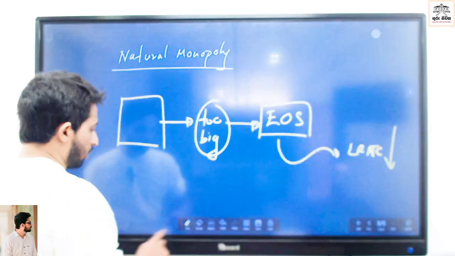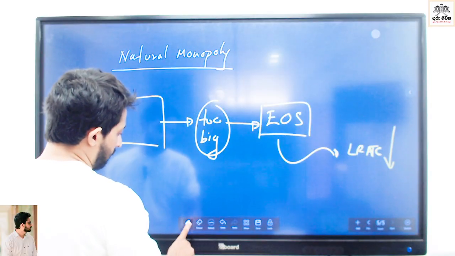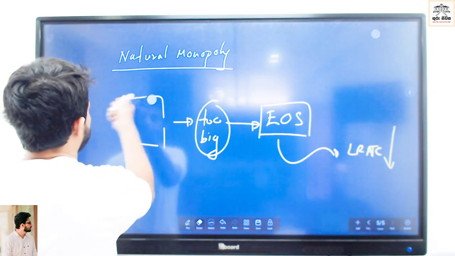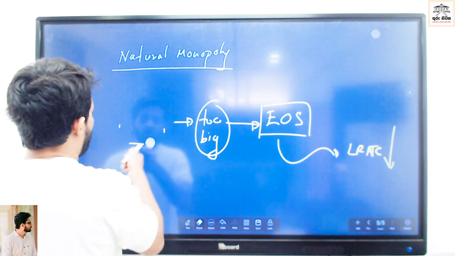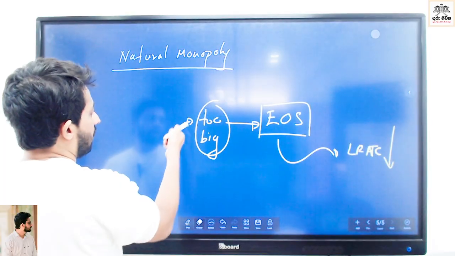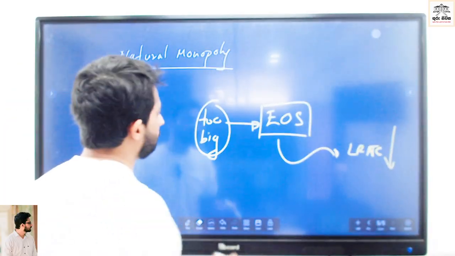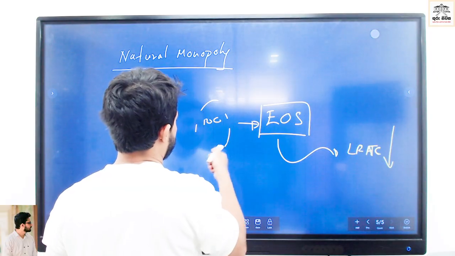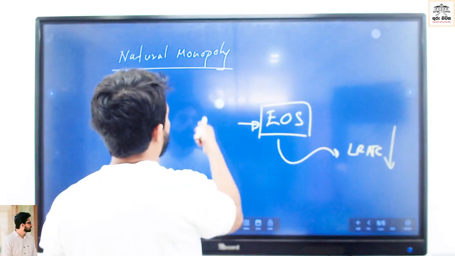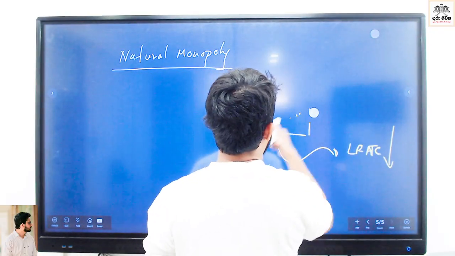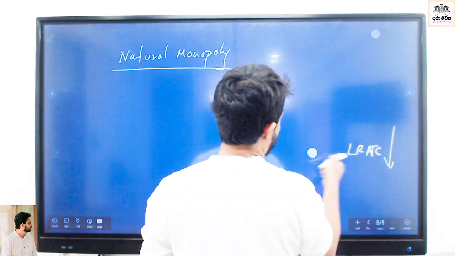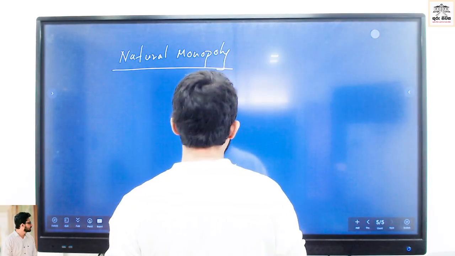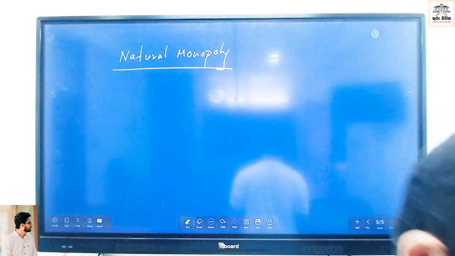Right. Write down, Buddha, natural monopoly. If you want, write this down: natural monopoly is all about economies of scale. Put a star mark and write down economies of scale.